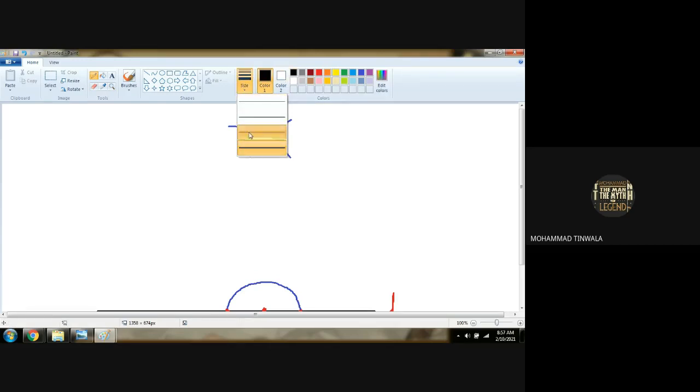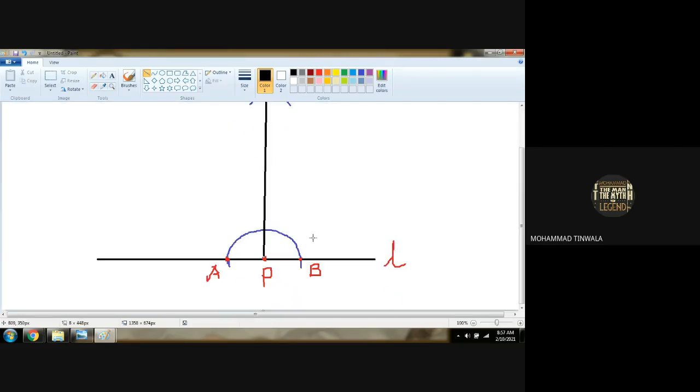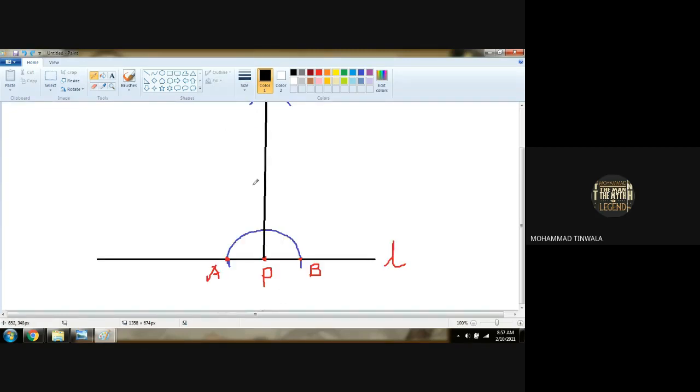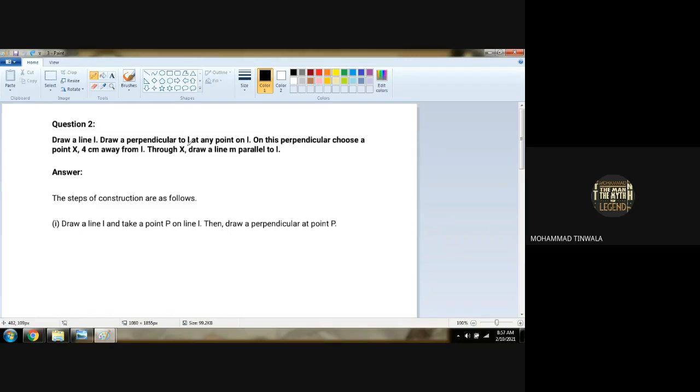See here. સમજાય છે બચ્ચા પાર્ટી? Have you all understood? Now this is not our X. Let me clear you. આ આપણો X નથી. This is wrong. X point આ નથી. X point is what? Read the question. So this what we have drawn is a perpendicular line. આપણું આ content પૂરું થયું. On this perpendicular line, હવે આ perpendicular line ઉપર choose point X 4 centimeter away from L.